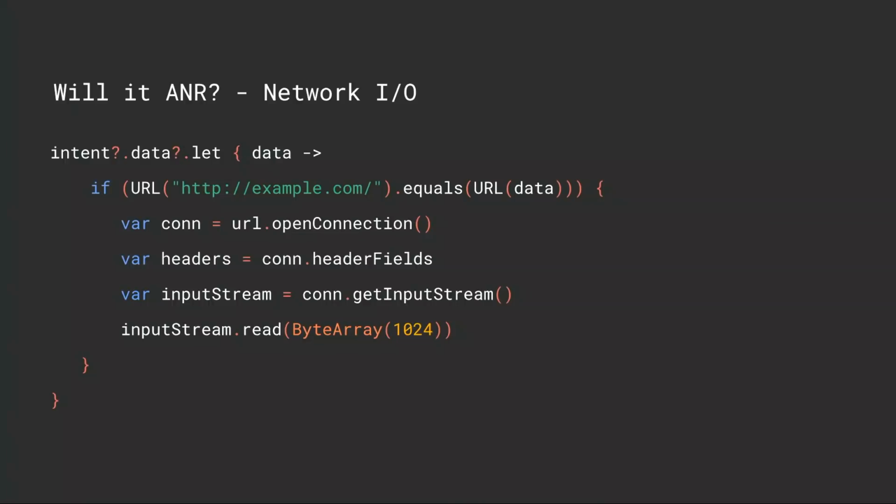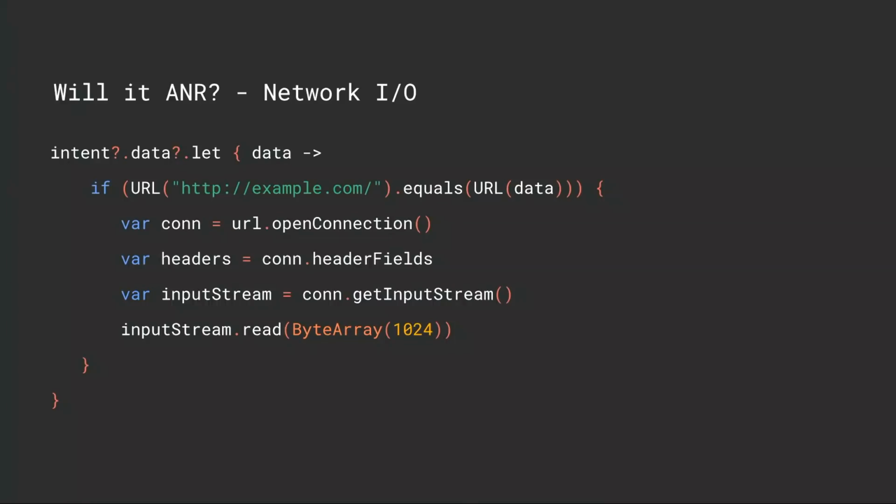So here, I'm doing some hypothetical network operations in my app. So let's say I want to check if my intent contains some kind of URL. So I'm comparing the two. And then I say, I want to open a connection to that URL. I'm going to save the headers to some variable for later use. And then I actually open an input stream. And finally, in the end, I am reading bytes from the network.